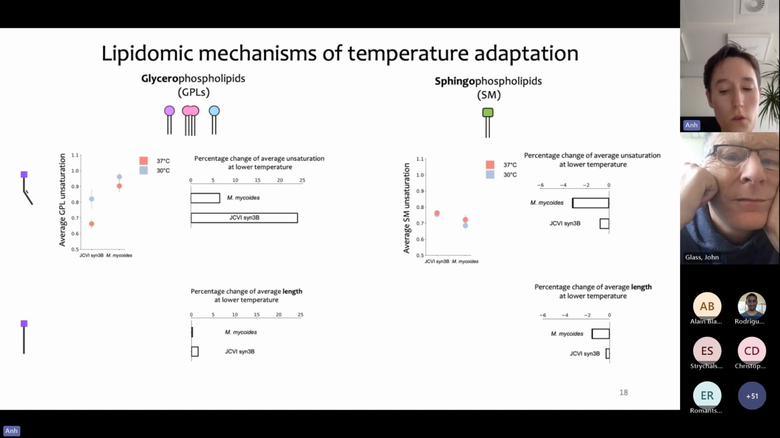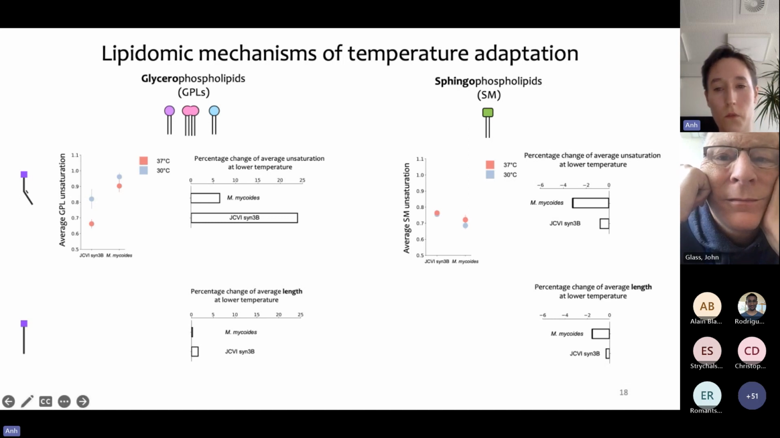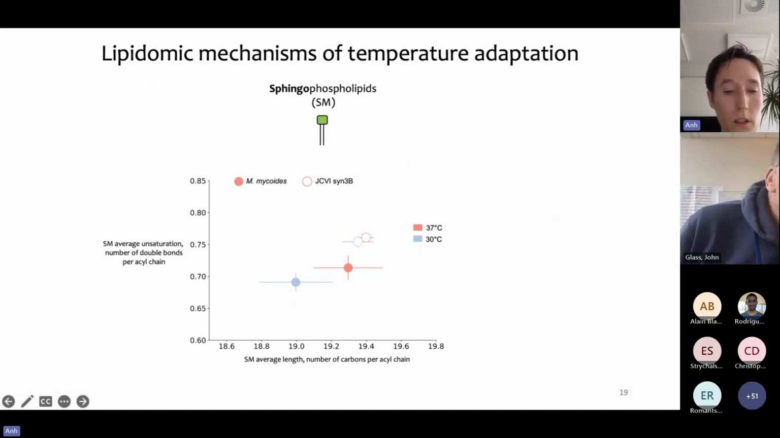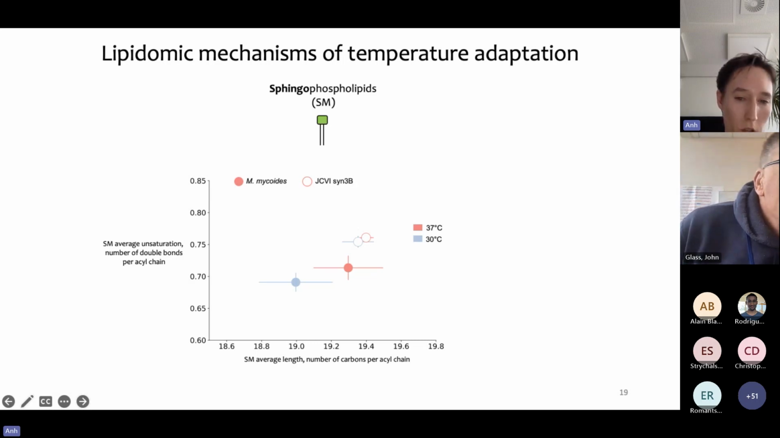We can also show the same result for sphingomyelin features if we plot the sphingomyelin average length versus its average saturation for Mycoides and Syn3B at both temperatures, 37 and 30 degrees. As you can see, for Mycoides, there is a co-regulation of average features. The length goes down together with unsaturation at lower temperature, while minimal cell pretty much doesn't do much.